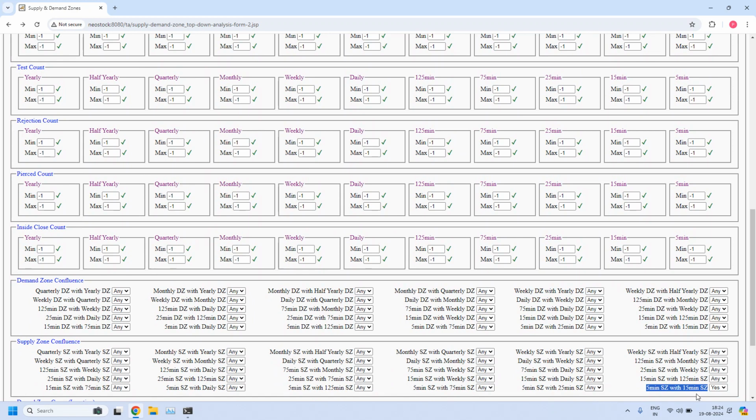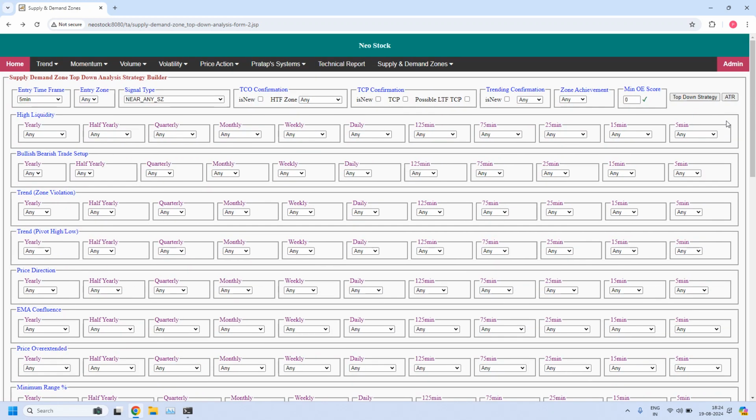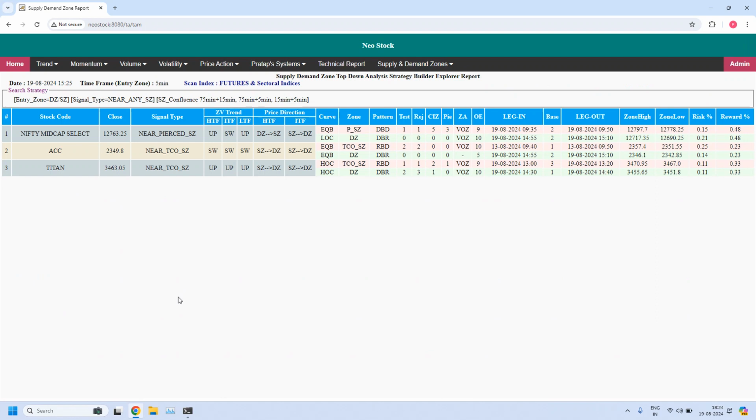So 5 minutes and 15 minutes are already enabled. Next, 5 minutes supply zone with 75 minutes supply zone we are enabling, and also 15 minute supply zone with 75, that is LTF, ITF and HTF confluence. 3 stocks are filtered. Out of these 3, 2 are already pierced, only one is currently not pierced.